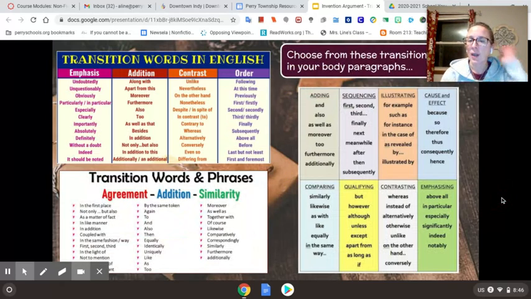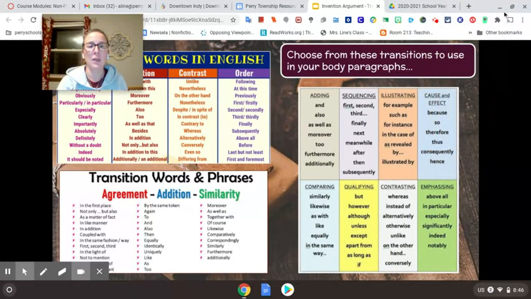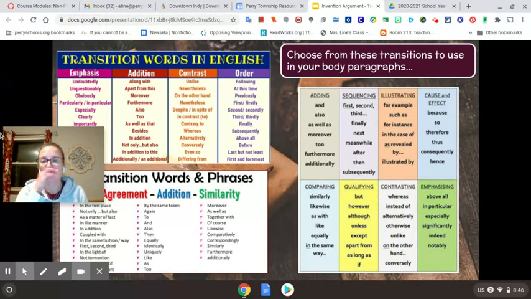So let's look at some examples of transitions. And again, let's move me over. I'm just going to float around the page here. So there's just tons of transitions that you can use. You can choose from any of these transitions to help you form your body paragraphs, to help begin your body paragraphs. And then if you see kind of in the middle of your body paragraphs where you want to add in one of these transitions, you totally can.